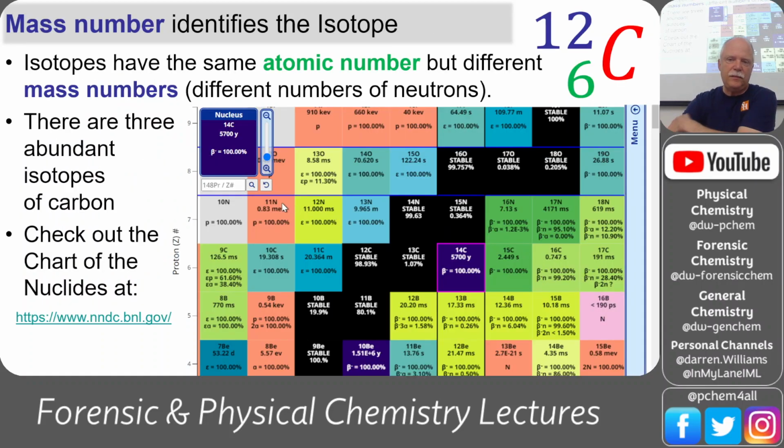So the mass number identifies the isotope. The isotopes have the same atomic number but different mass numbers. That's what we mean by isotopes.